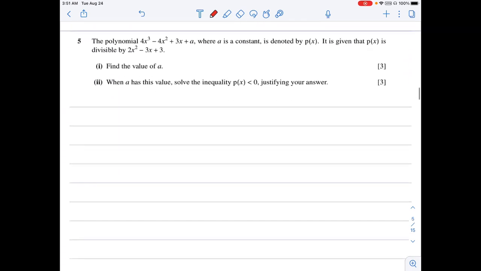Question number 5. The polynomial 4x cubed minus 4x squared plus 3x plus a is denoted by p of x. So p of x is equal to 4x cubed minus 4x squared plus 3x plus a. It is given that 2x squared minus 3x plus 3 is a factor, divisible by that one. So I am going to find it using long division.